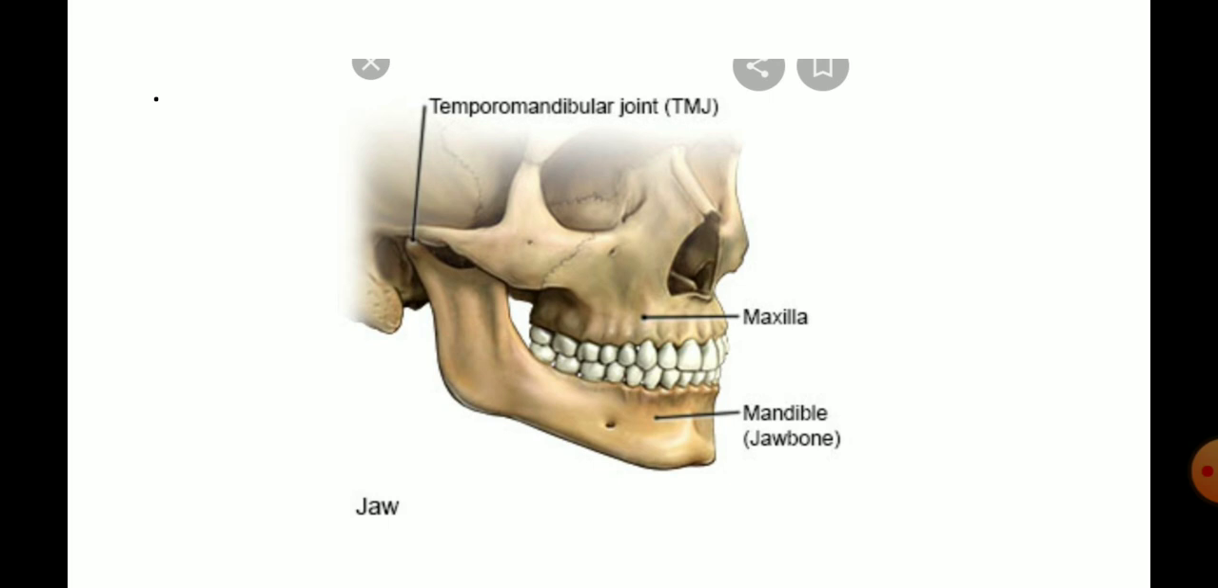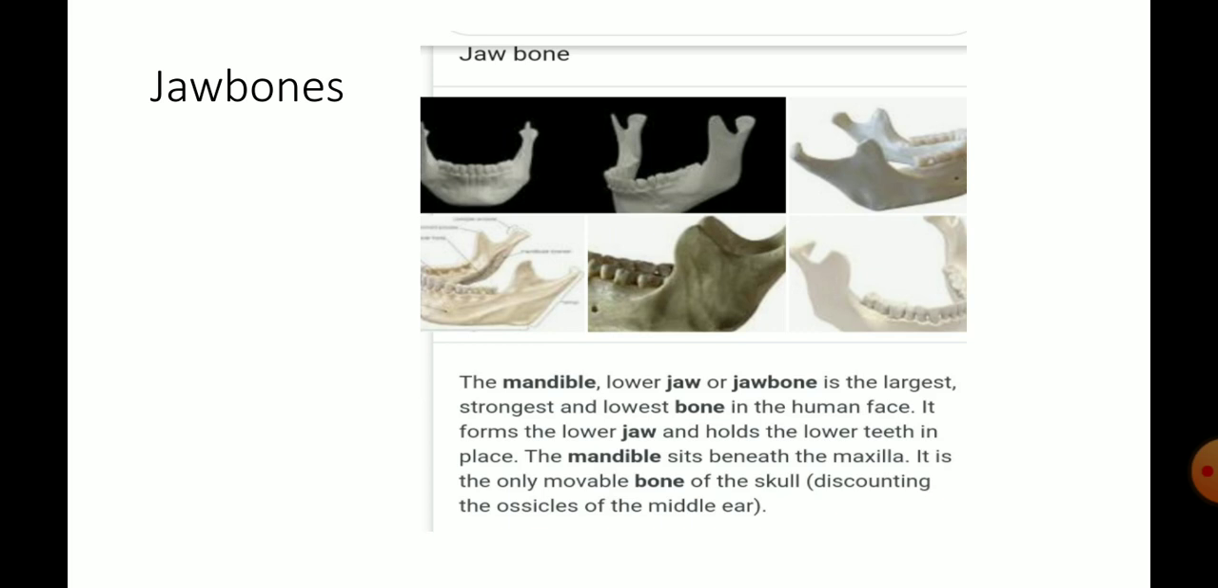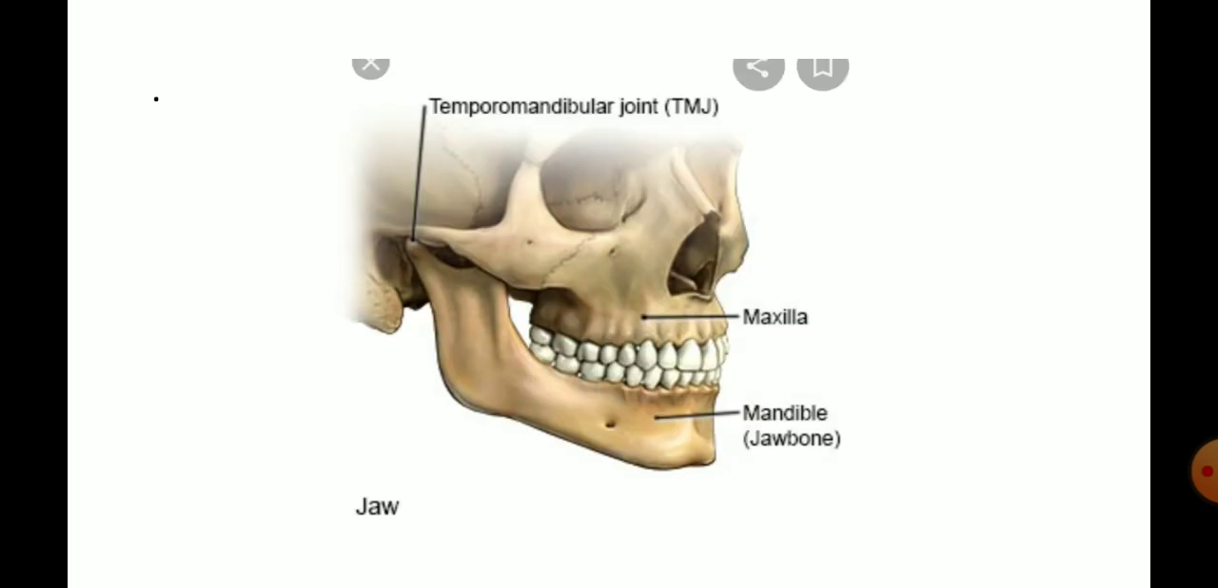16 teeth are embedded in each jaw of an adult. The mandible or lower jaw bone is the largest, strongest and lowest bone in the human face. It forms the lower jaw and holds the lower teeth in place. It is the only movable bone of the skull.